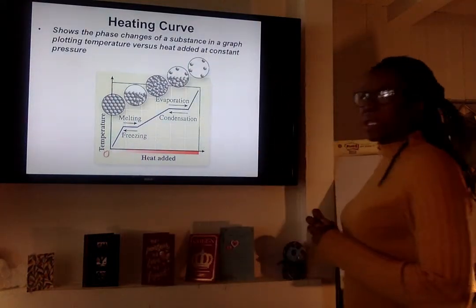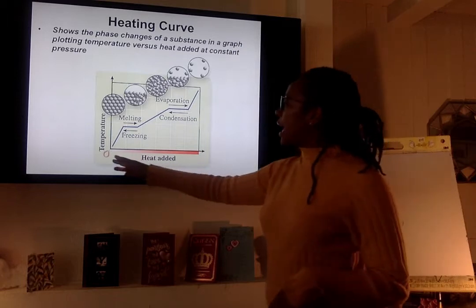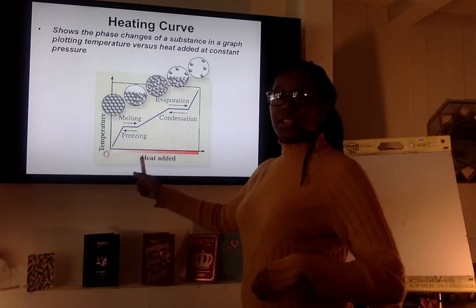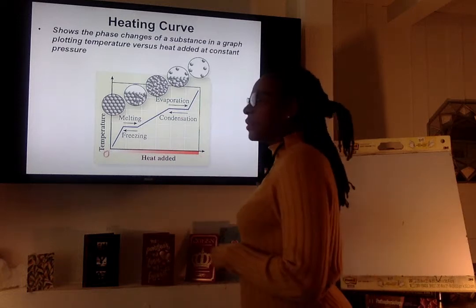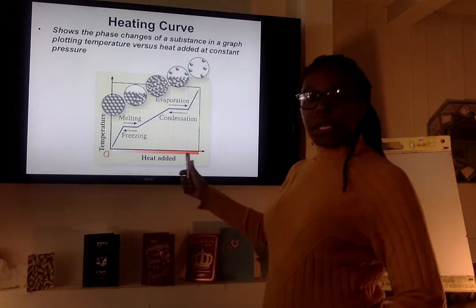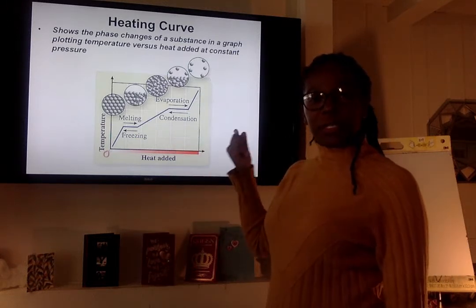Okay. So that's the 0 degrees there. And then we're going to add heat. So let's think about this as your Bunsen burner, okay? So you're adding consistent heat this whole time. And this is kind of what happens as you're adding more heat, because as you're adding more heat, what's happening to temperature is increasing.